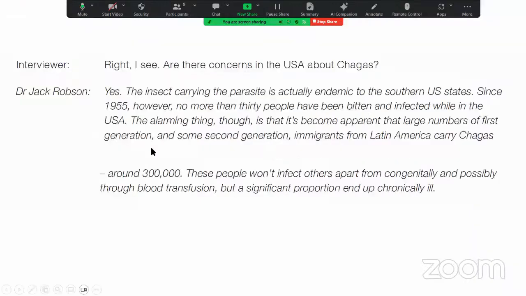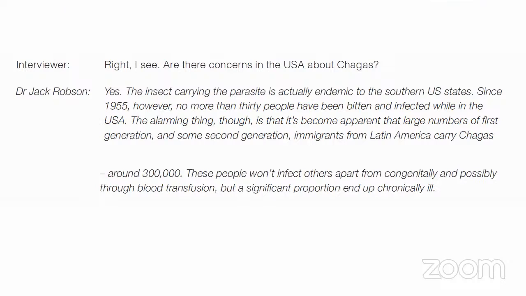Now let us see here. Apparent that large numbers of first generation and some second generation immigrants from Latin America carry Chagas. That's it. They carry Chagas, that means they have it. It's not increasing. They already have it. It is existing, it is endemic, it is within the society. Try to understand that one. Apparent means very clearly observed that there are large numbers of people already affected. It is not increasing, but they already have it.